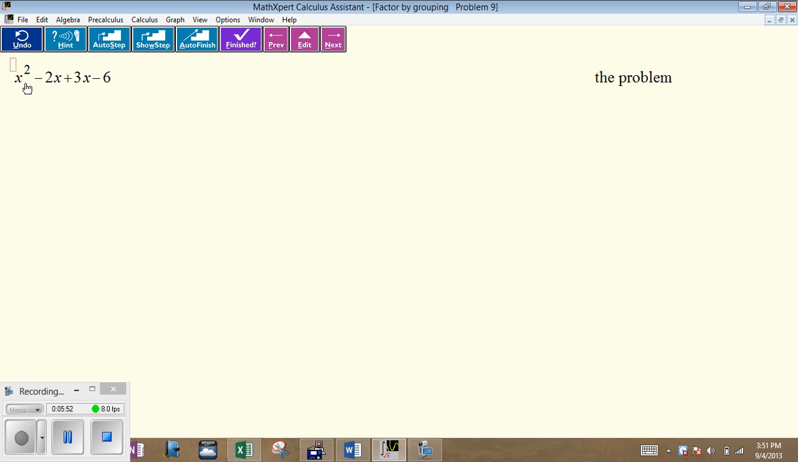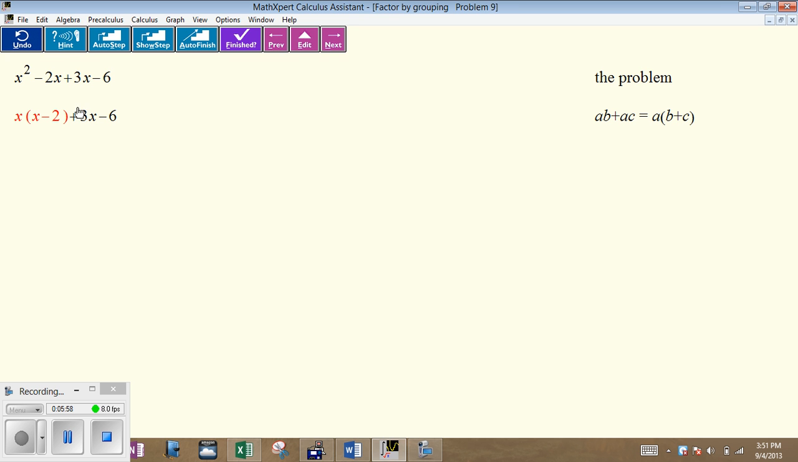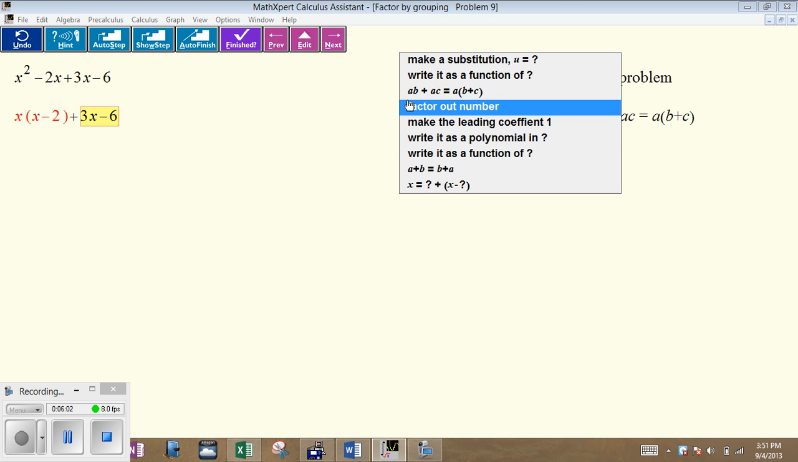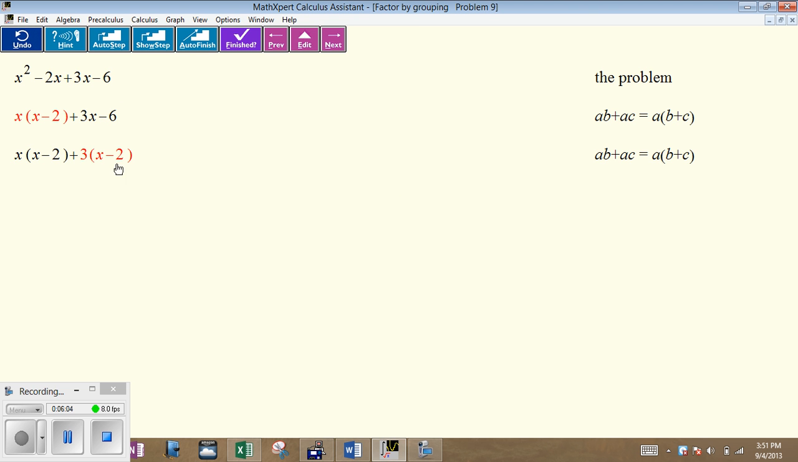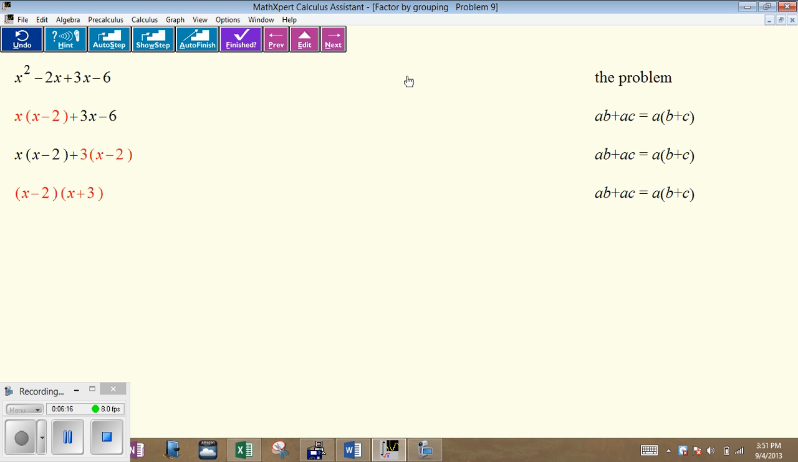If that's removed, let's see what happens when the X is removed from the first two, okay? So we remove the X from the first two. And then in the second two, there's a 3 that's common, so we'll remove that. And guess what? What do we have? A common binomial factor of what? X minus 2, common to X plus 3. So we just order the factor. And there we are. Factor completely.